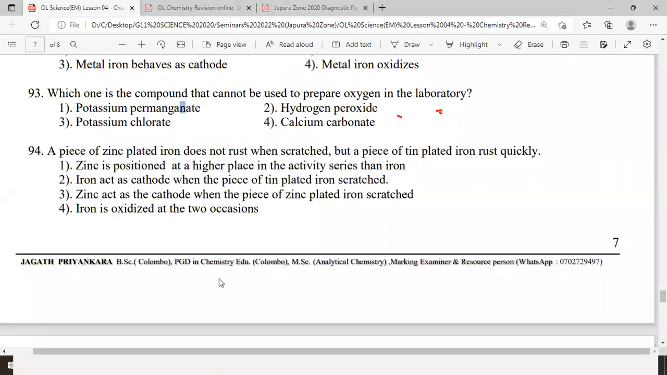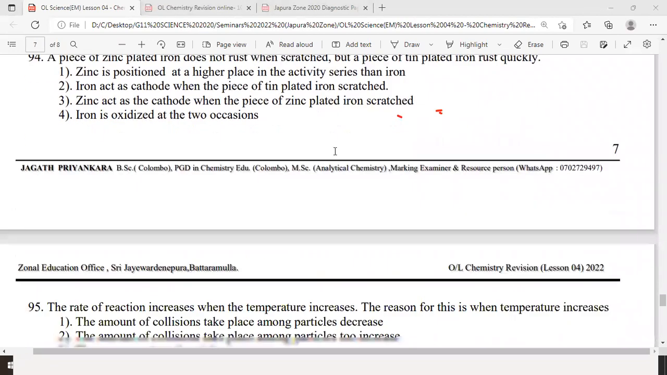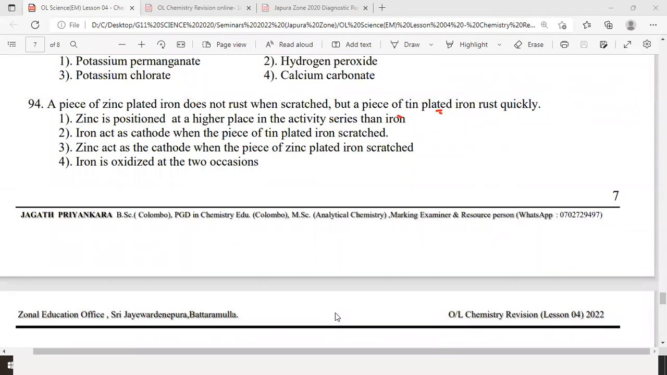A piece of zinc plated iron does not rust when scratched. Why? Because of the bodyguard. Who is the bodyguard? Zinc. Right? If you take a biscuit tin, it is zinc coated. If it is coated with zinc, even though it gets scratched or this protective layer is removed, there is no rusting. Why? It's like galvanized. It acts as a protective layer. Therefore, even though the zinc gets damaged, no rusting.